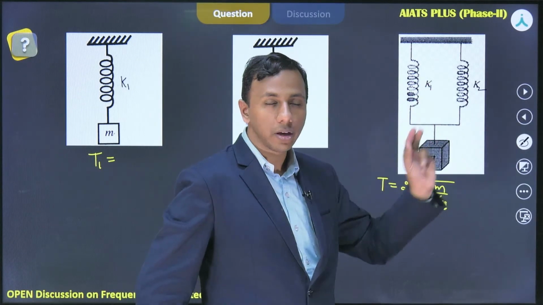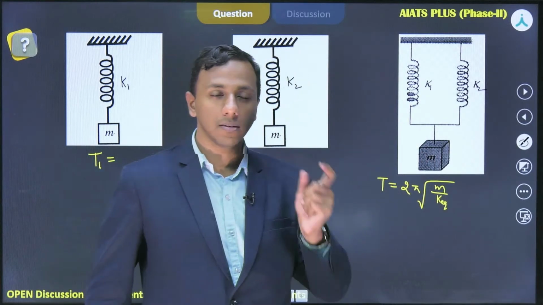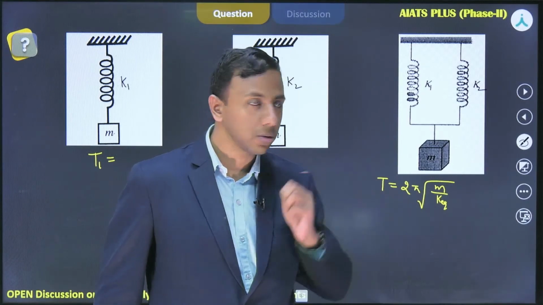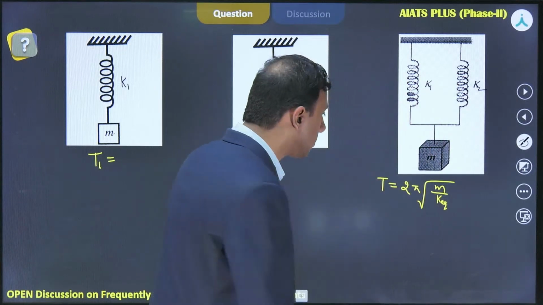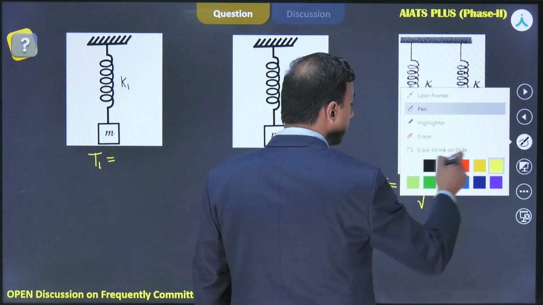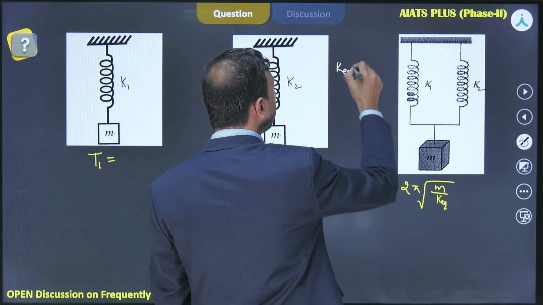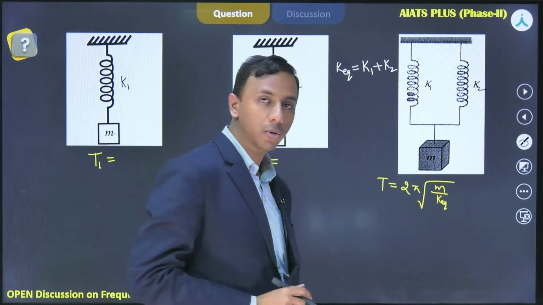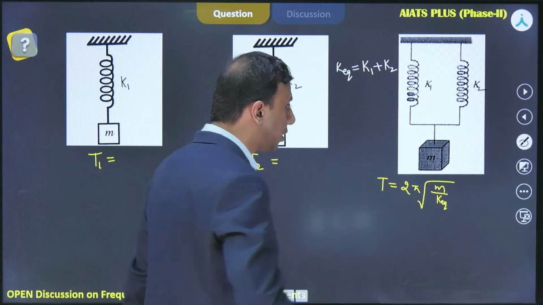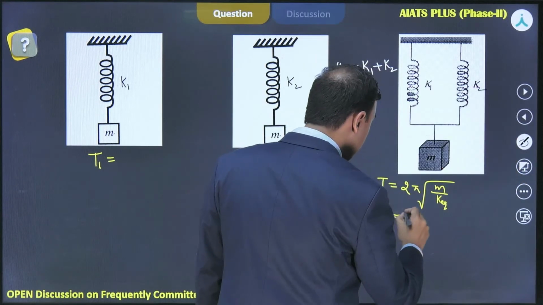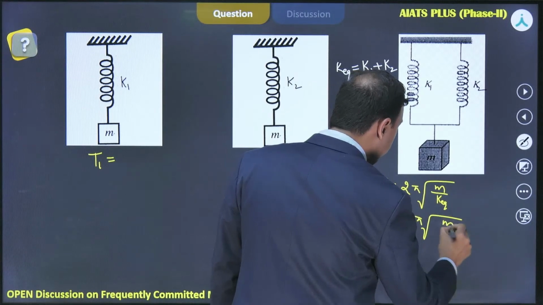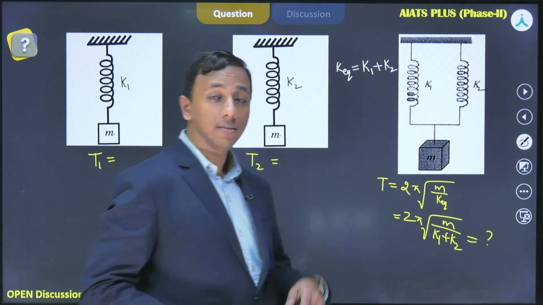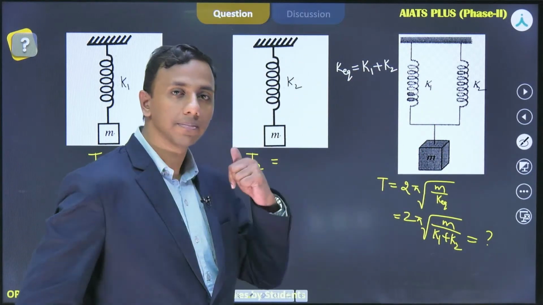They are in parallel. So here which formula would you use? Try to connect it with the series combination of resistors, right? What was the series combination? R equivalent is equal to R1 plus R2. So here K equivalent would become how much? Let me write down. K equilibrium would become K1 plus K2. So now you can substitute it over here. 2 pi under root m by K1 plus K2. And this time period you have to simplify, and get the answer in terms of T1 and T2.